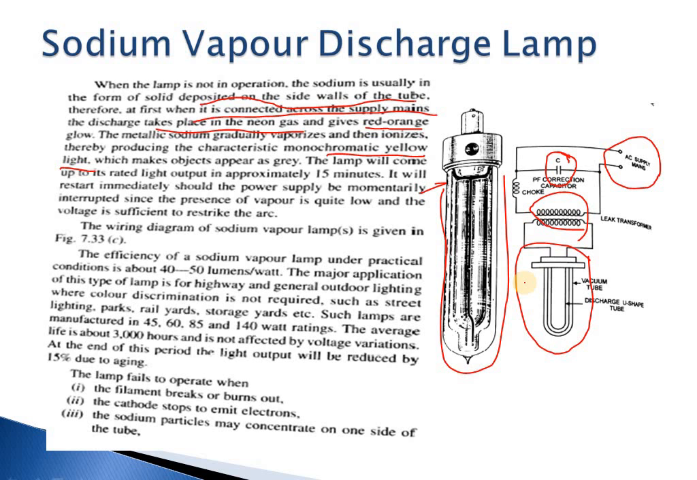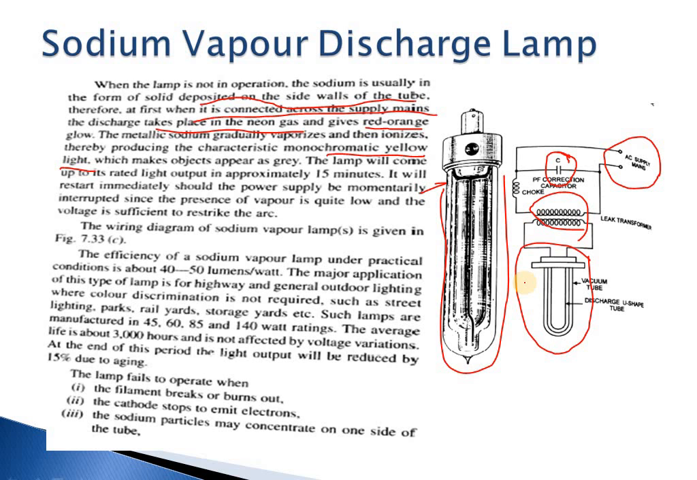The major application of this lamp is highway and general outdoor lighting where color discrimination is not required, such as street lighting, parks, rail yards, storage yards, etc. Such lamps are manufactured in 45, 60, 85 and 140 watts rating. The average life is about 3000 hours and is not affected by voltage variation. At the end of this period, light output will be reduced by 15% due to aging.